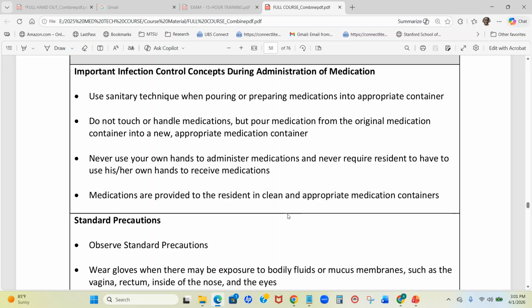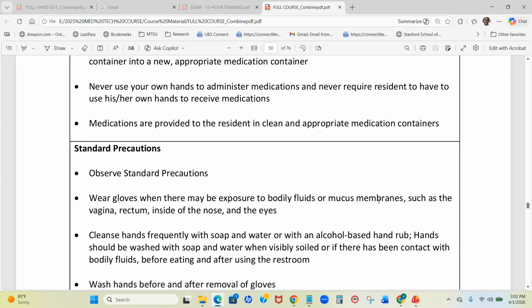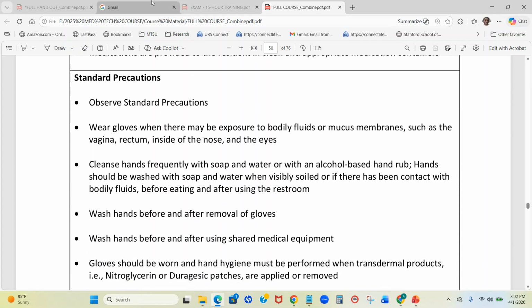I've seen nurses, med aides do that. But as you are coming in, do not practice that bad habit of touching the medication with your bare hands. Always have gloves on. Never use your own hands to administer medications and never require the resident to use his or her own hands to receive the medications. Medications are provided to the resident in clean and appropriate medication containers.